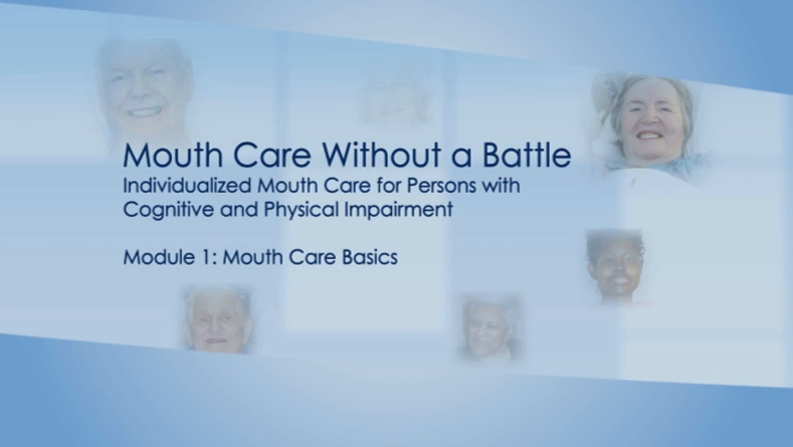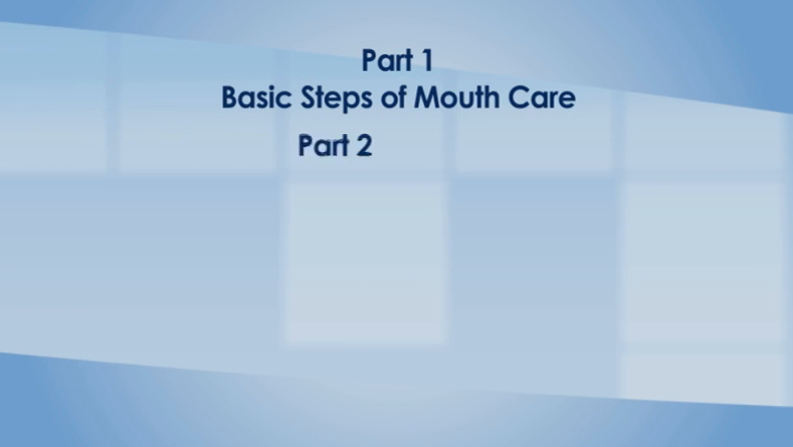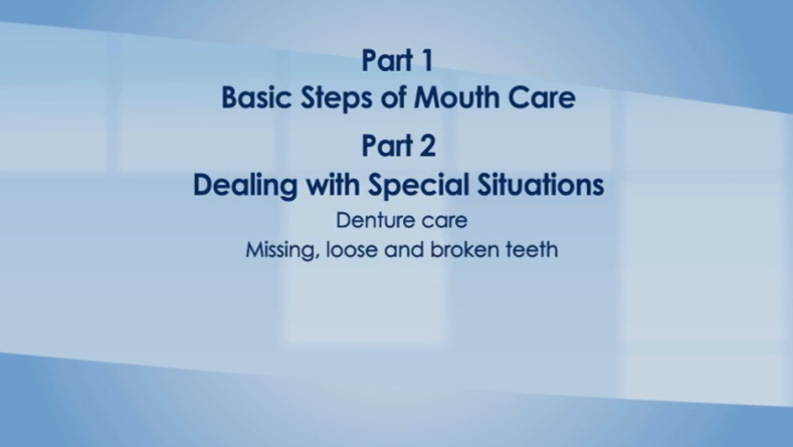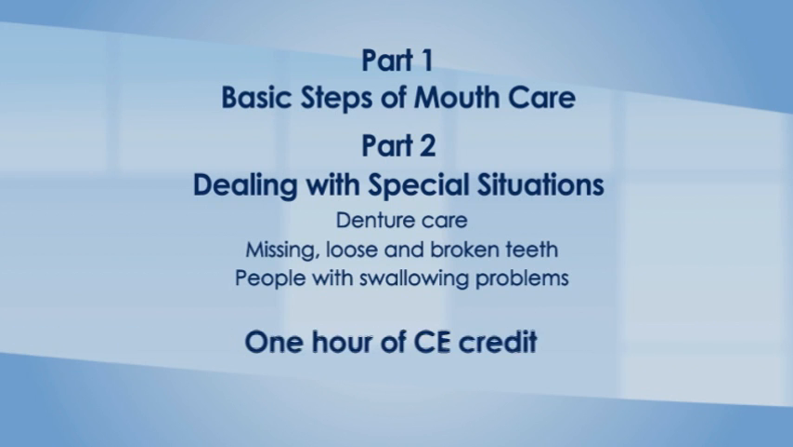Welcome to Mouth Care Without a Battle. This is Module 1, Mouth Care Basics. It teaches the techniques of good mouth care based on proven best practices. The module has 2 parts. Part 1 teaches the basic steps in mouth care, and Part 2 teaches you to deal with a variety of special situations that you may encounter in mouth care, such as denture care, missing, loose, or broken teeth, and caring for people with swallowing problems. After completing this module, you can apply for 1 hour of continuing education credit.